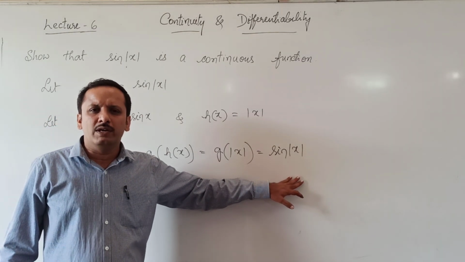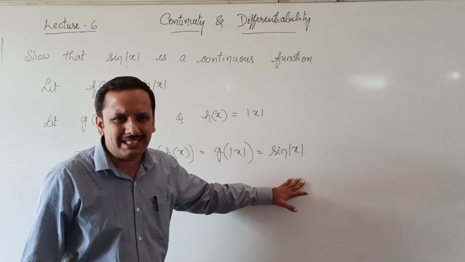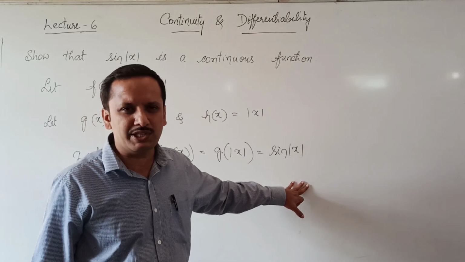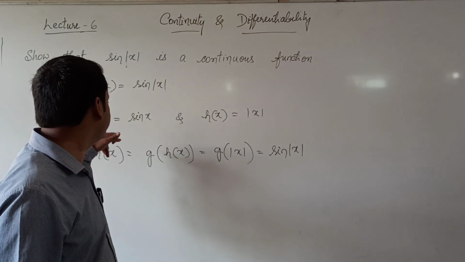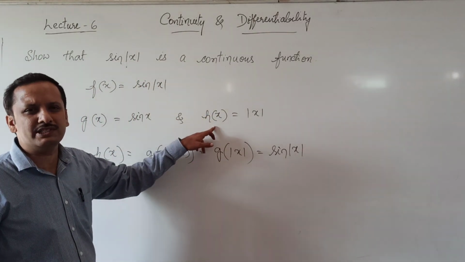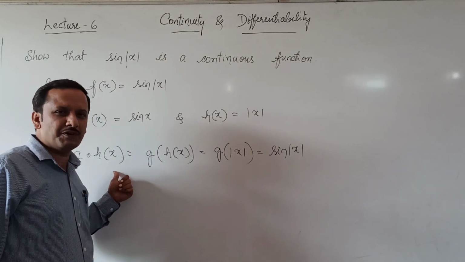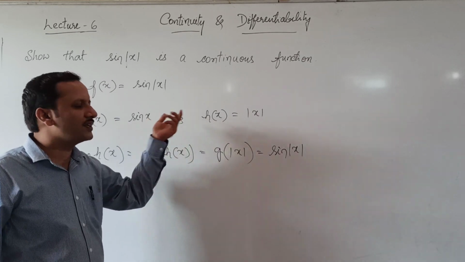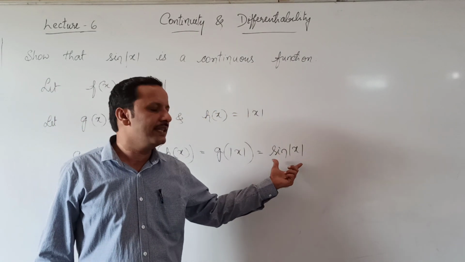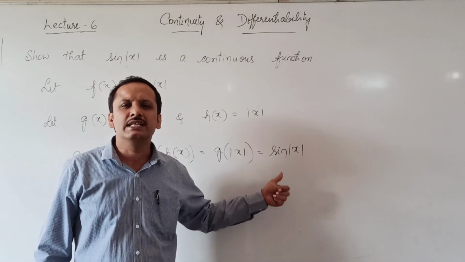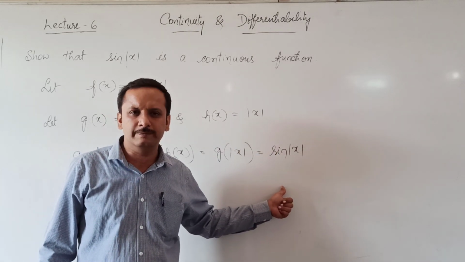Again, we know one theorem, that is, if f is continuous and g is continuous, then f circle g is continuous. Now in this case, g is continuous and h is continuous. Therefore, g circle h is a continuous function. So sin x is a continuous function, mod x is a continuous function. Therefore, sin mod x, being the composition of these two functions, is also a continuous function.